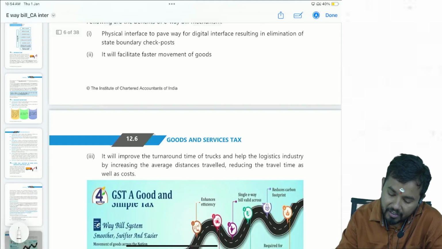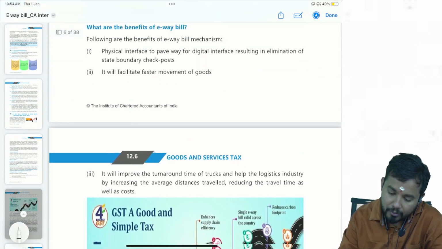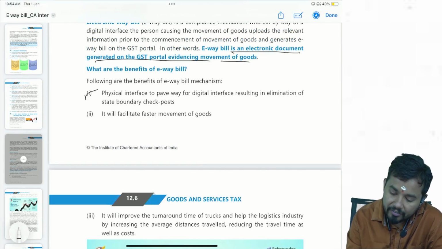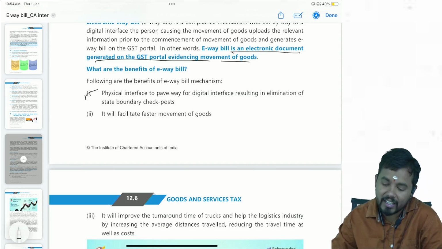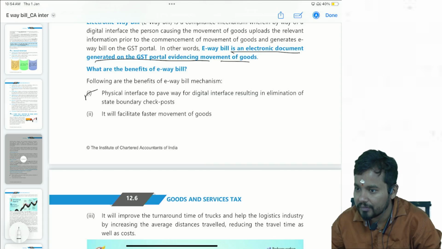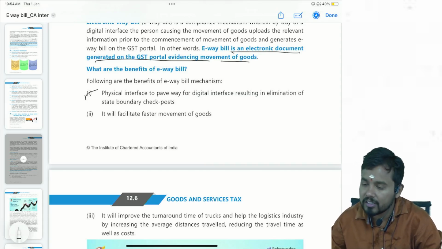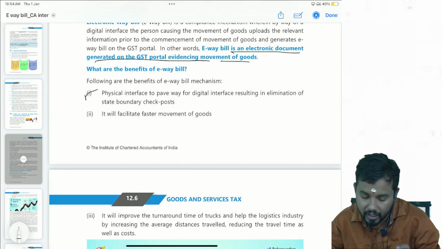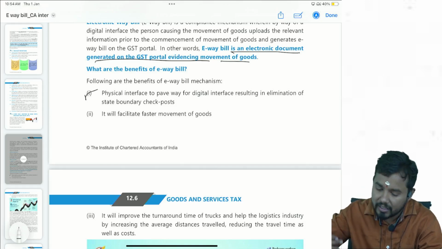So they have given some benefits of E-way bill. The first one: physical interface to pave way for digital interface, resulting in elimination of state boundary check posts and all. Earlier, when entering from one state, there were check posts where they used to check. Now it is not required, because they can track your details. Once E-way bill is given, it will have some validity. That validity and other points we will discuss in detail.